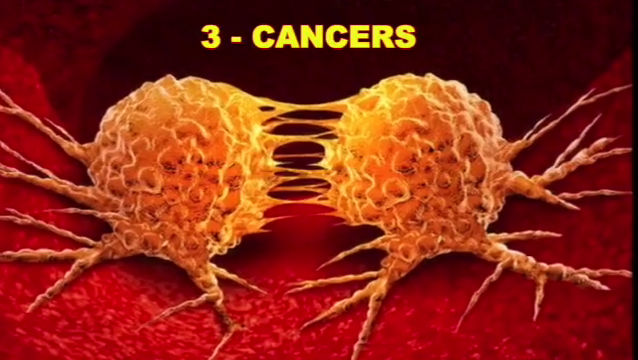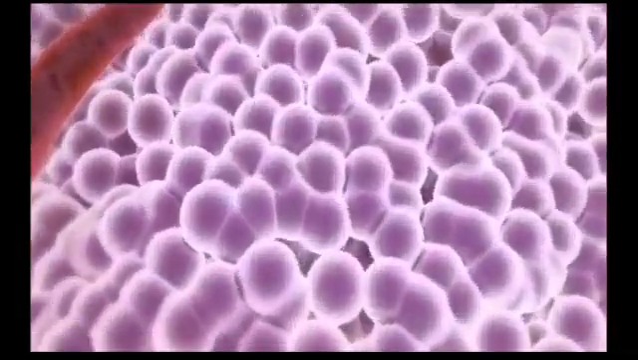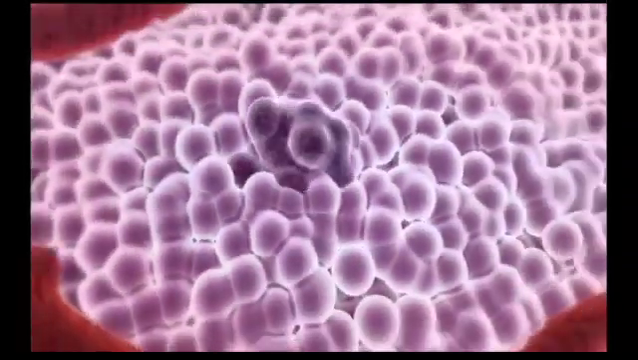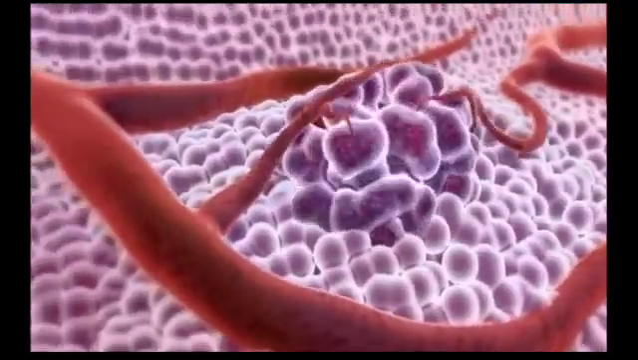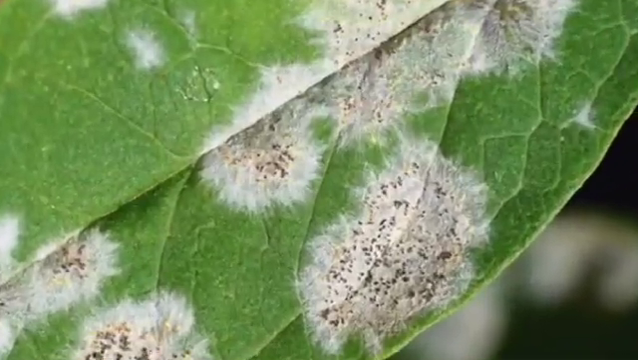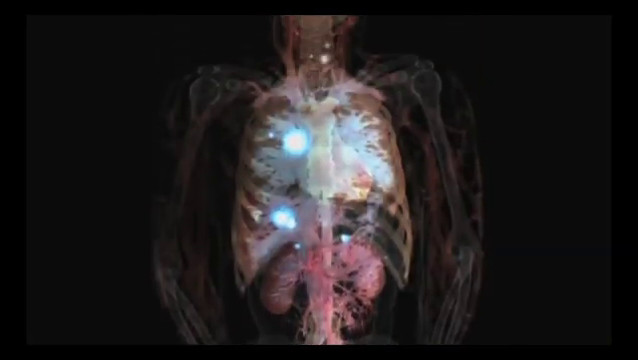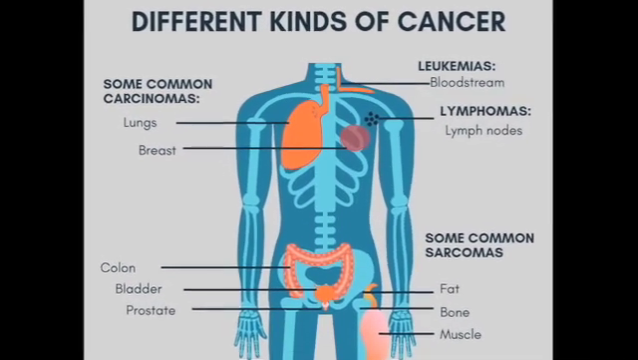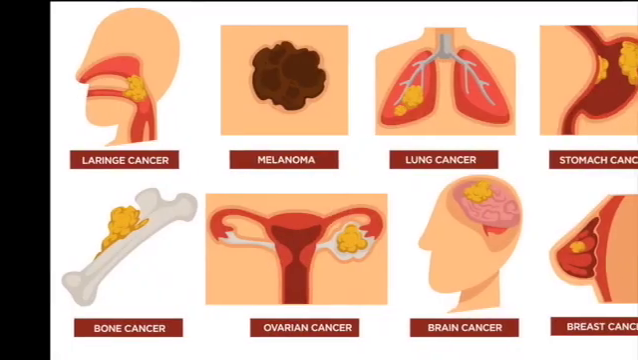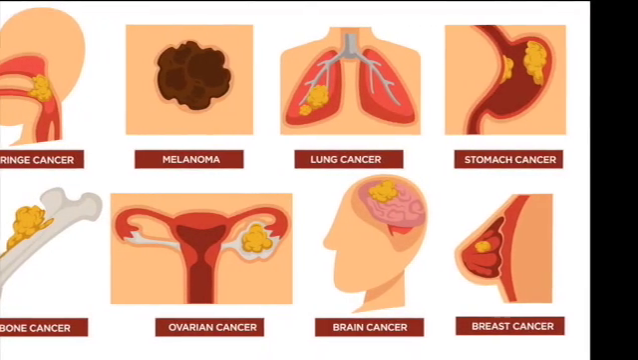3. Cancers. Normal cells orderly grow and stop growing per our DNA plans. Cancer is when abnormal cells grow out of control. Plants, animals, and people can get cancer. Let's look at the kinds, causes, and cures of cancer. Cancer can affect anywhere in the body. There are many kinds of cancer. Cancer is often named for places it occurs.